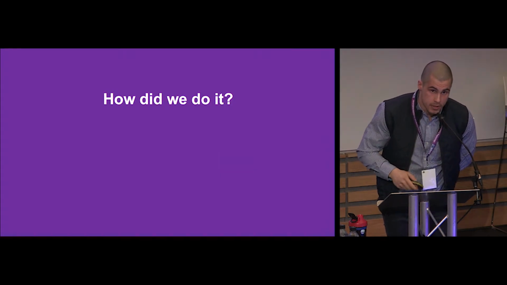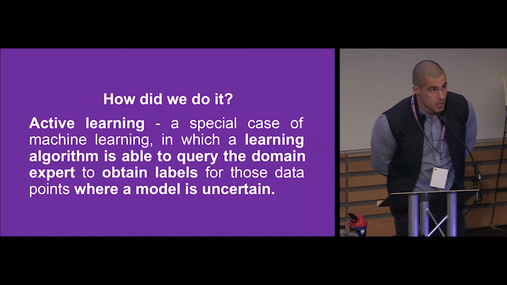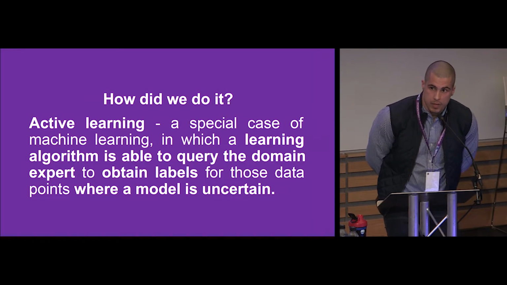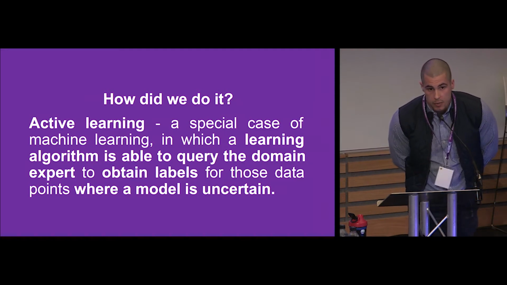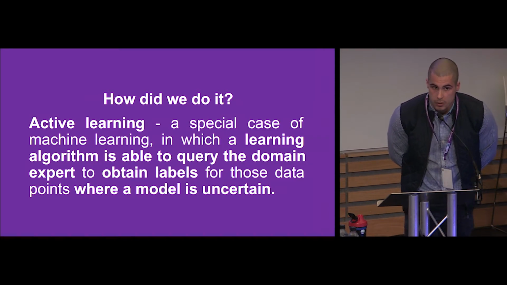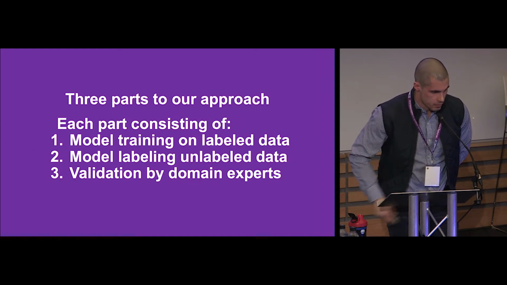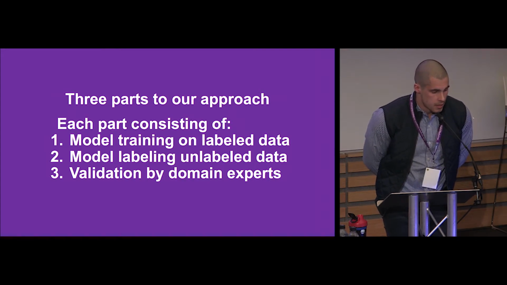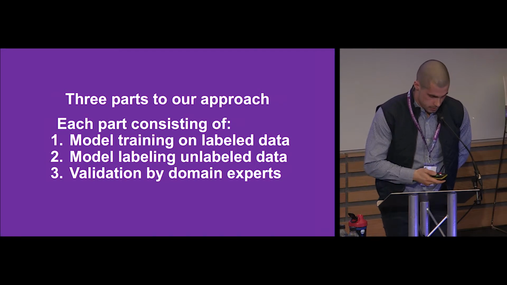So how did we do it? It's essentially an active learning based approach which allows a model and a pathologist, or any kind of person who develops the experiment, to work together. We train the model on available data sets, and then we use the uncertainty of the model to query which sample we should annotate next. There were 3 parts to our approach, each consisting of training the model on labeled data, then the model labeling unlabeled data, and then selecting this unlabeled data and validating and annotating by domain experts.